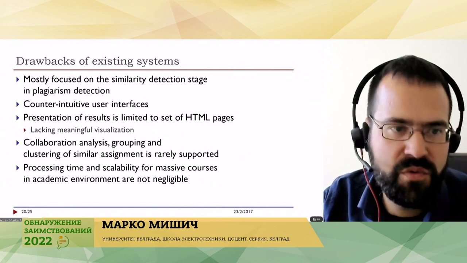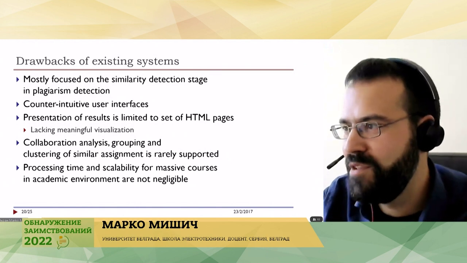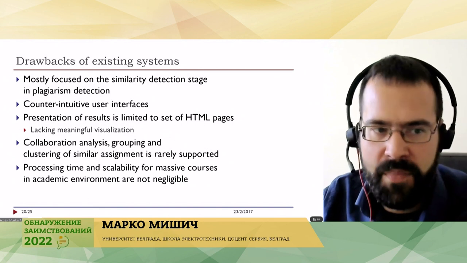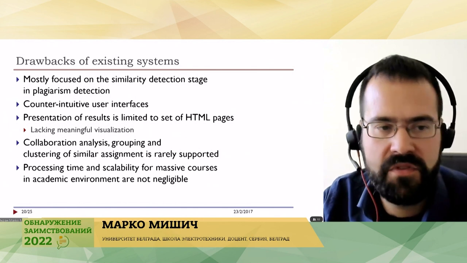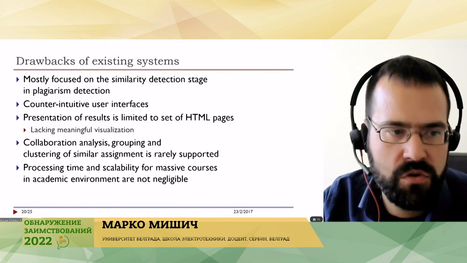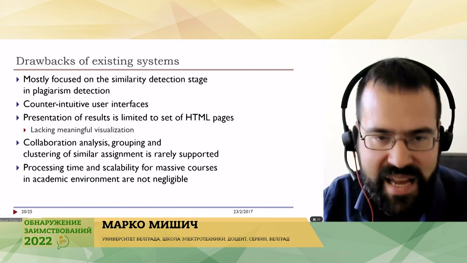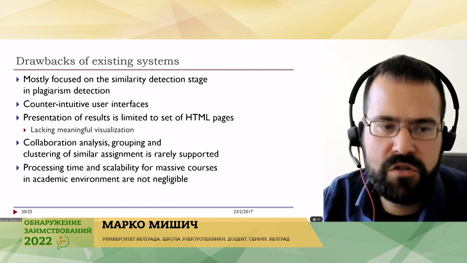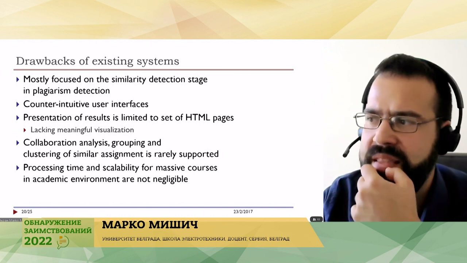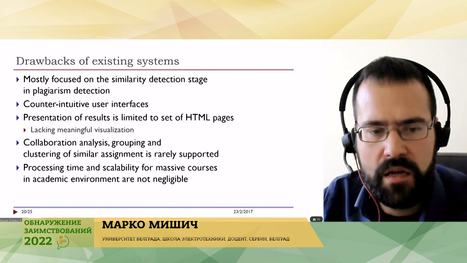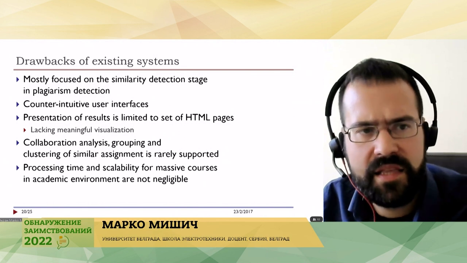They have more or less counterintuitive user interfaces, because in academia people usually do not focus on those usability aspects of the software solution. Presentation of results is limited to a set of HTML pages, and they lack meaningful visualization of results, and also any kind of collaboration analysis, grouping, and clustering of similar assignments. Also, those web-based solutions are not reliable in terms of processing time and scalability when you feed them with hundreds of assignments. So for massive courses, it's also not reliable as a performance indicator, and it's a drawback of those systems.